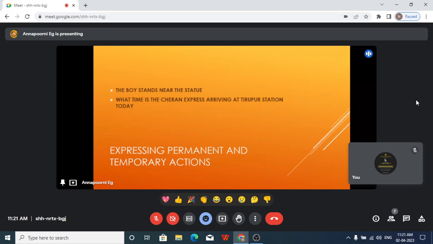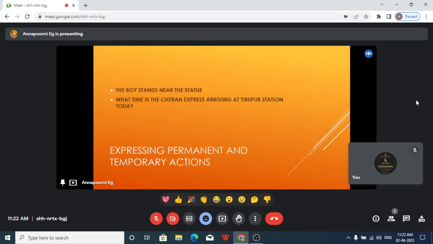So only two examples are given here. Yes, Sanjeev, you can read the examples. Yes, Sanjeev. Yes, ma'am. Yes, ma'am. Sanjeev can read. Yeah. Yes, Okay. ma'am. The boy stands near the statue. What time is the Okay. Charan Express arriving at the Tirupur station today? Okay. Thank you. So here you can see only two examples are given.